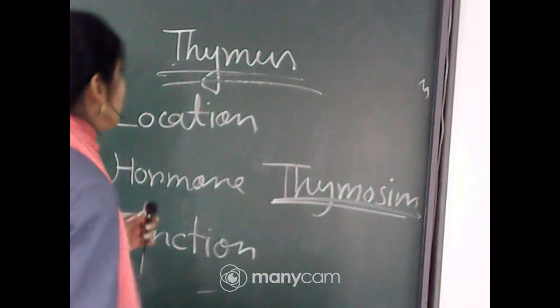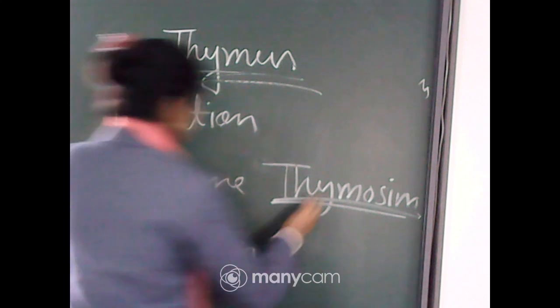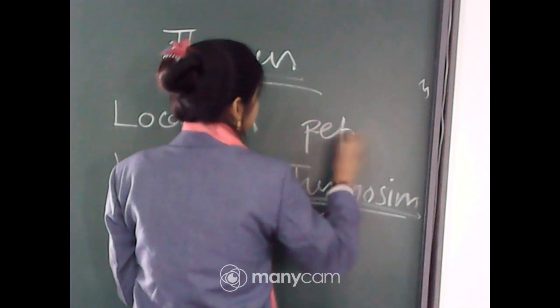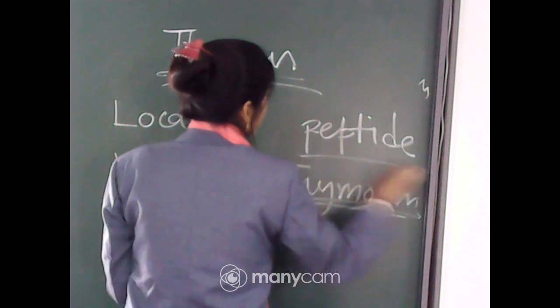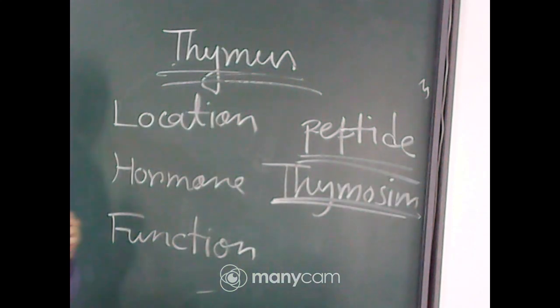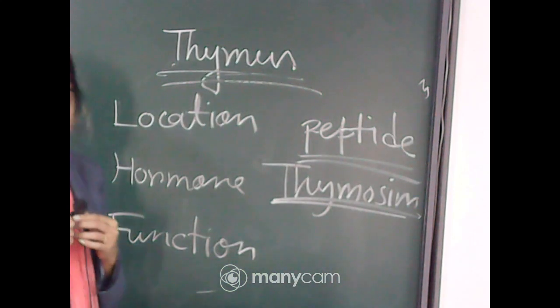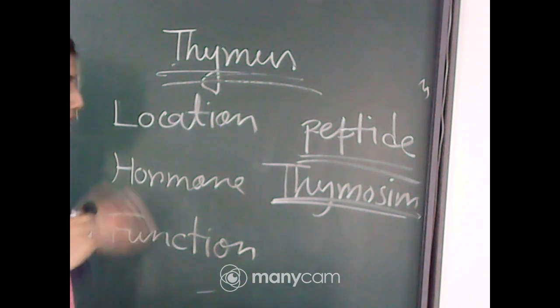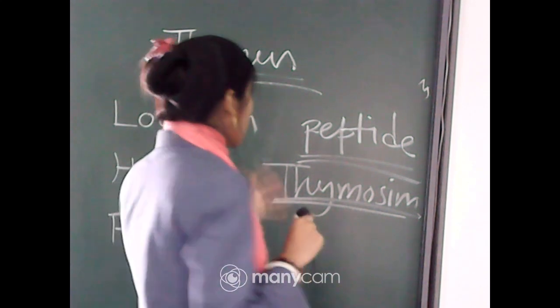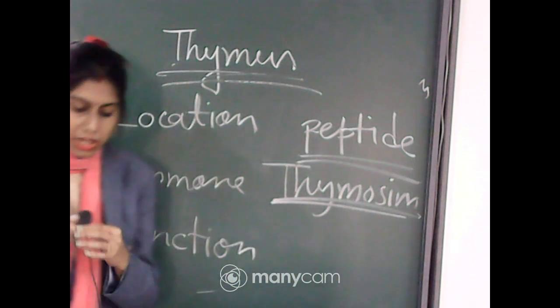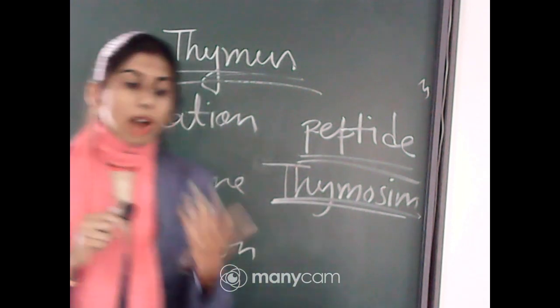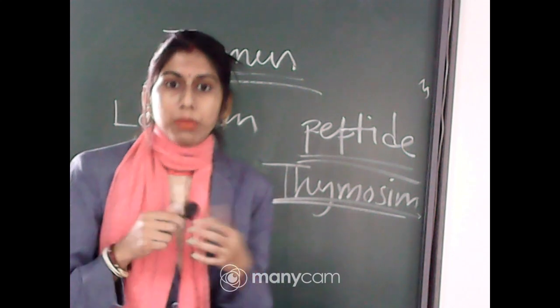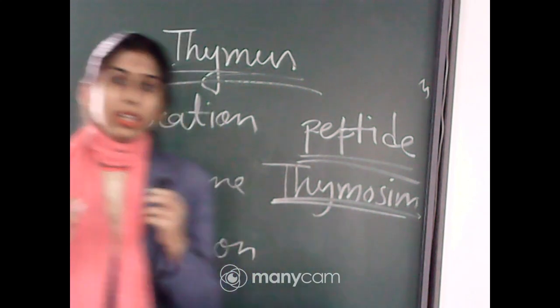Okay, so let me tell you, thymosin is a peptide hormone. So it is peptide in nature. Thymosin is a peptide hormone, that means it is peptide in nature. Now, as I have mentioned, the thymus plays a major role in the development of the immune system, and it releases a peptide hormone named thymosin. Okay, and how is it providing a role in the immune system in our body?